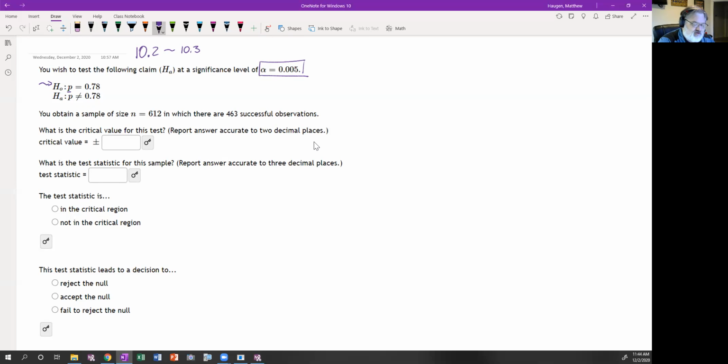So our assumption is that there is some set of data where 78% of it has some quality, but somebody is claiming, so this is our assumption, that that's the truth, but there is a claim by somebody that that proportion is not equal to 0.78. Somebody thinks it's not true.